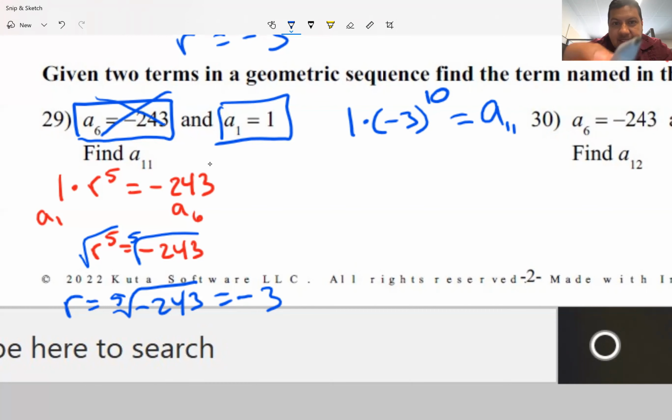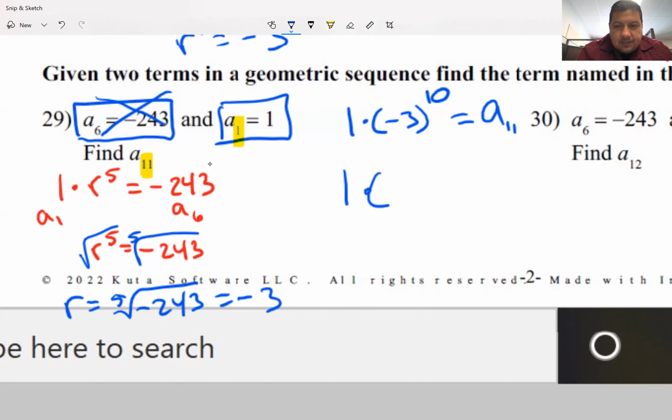Now, how did I come out with the 10th? I subtracted my subscripts. That's how I came out with the 10. If I would have used the 6th number instead, my exponent on the r would have been 5. Again, I subtract the subscripts. All right, let me figure out my exponent first. So I have 1 times negative 3 to the 10th power. Right, negative 3 multiplied by itself 10 times. Use a calculator. So 3 to the 10th gives me 59,049.